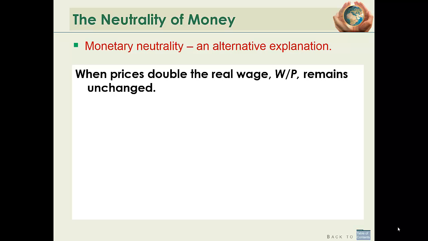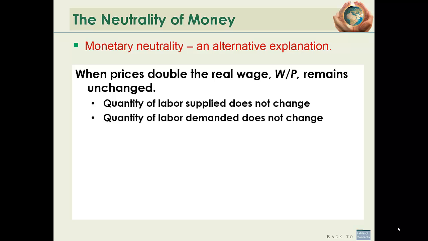If the real wage remains unchanged, then the quantity of labor will not change. We won't see any increase in the quantity of labor supplied, nor decrease. And the same will be true for the quantity of labor demanded. At a constant real wage, there will not be any more labor demanded or any less labor demanded. Therefore, there's not going to be any change in total employment.